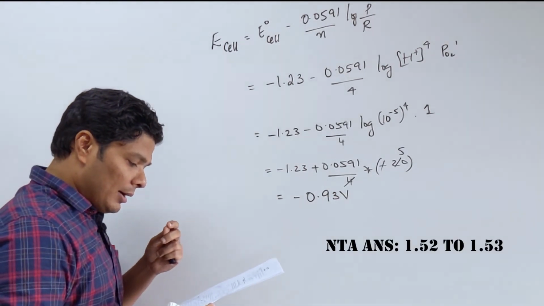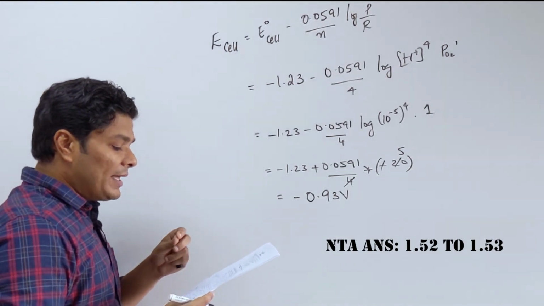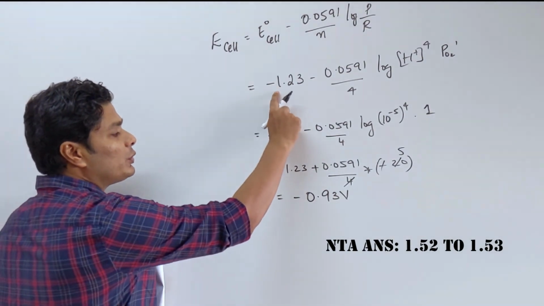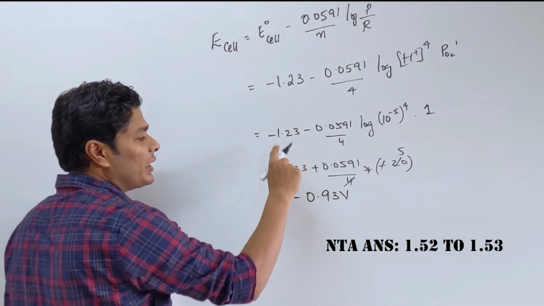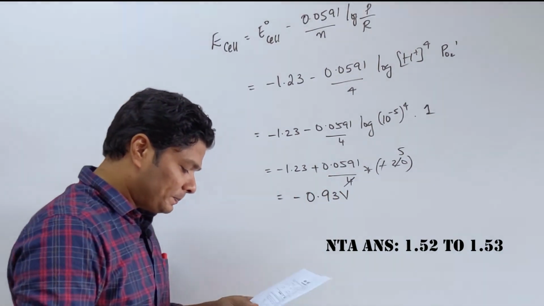That's because they pretty sure they overlooked the fact that what's given as E0 reduction. If it is just given as E0 for that, I would have used 1.23 here, positive 1.23. If this is positive 1.23 and you add this number, you will get the value they have given.